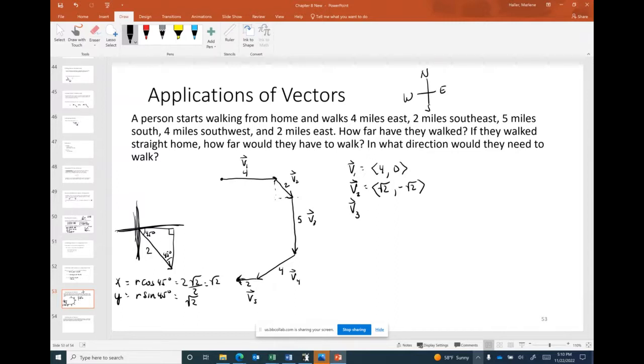All right, so vector 3 has no horizontal component, so that'll be 0, but the vertical component is 5, but we're going down 5, right? So that's 5 in the negative direction.